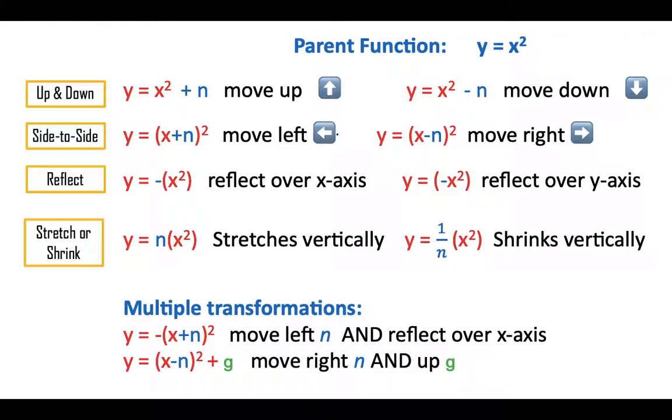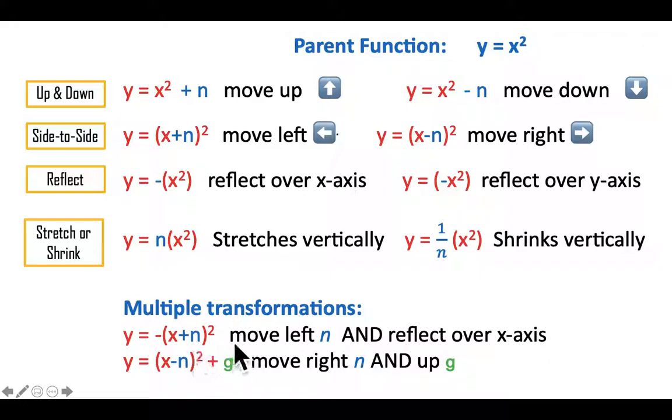It could move up and down the y-axis. It could move side to side on the x-axis. It could reflect over the x-axis or over the y-axis, and it could stretch or shrink vertically. It could also change in more than one way. So in an example like this one, y equals negative x plus n, the quantity squared.